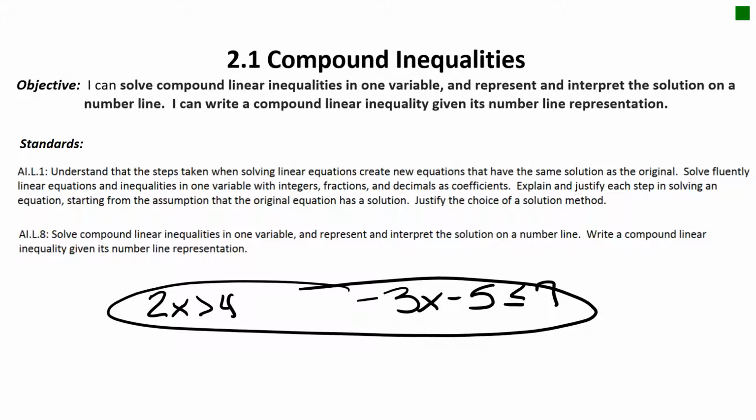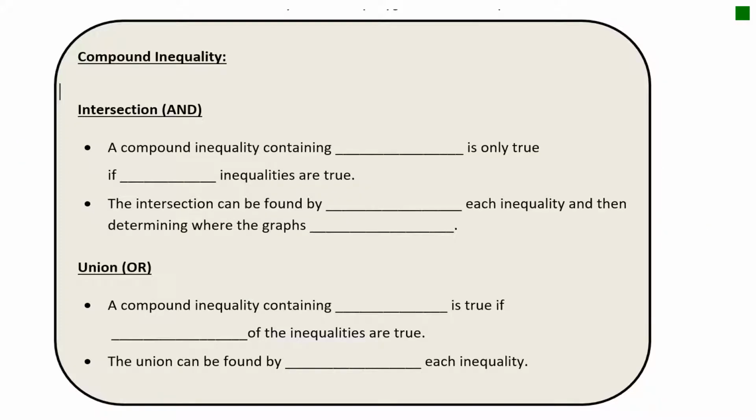So let's get moving. So here's what we've got. A compound inequality is when you solve two or more inequalities simultaneously. So I'm going to say at the same time, basically. I mean, it's not really the same time, but they're the same part of the problem.